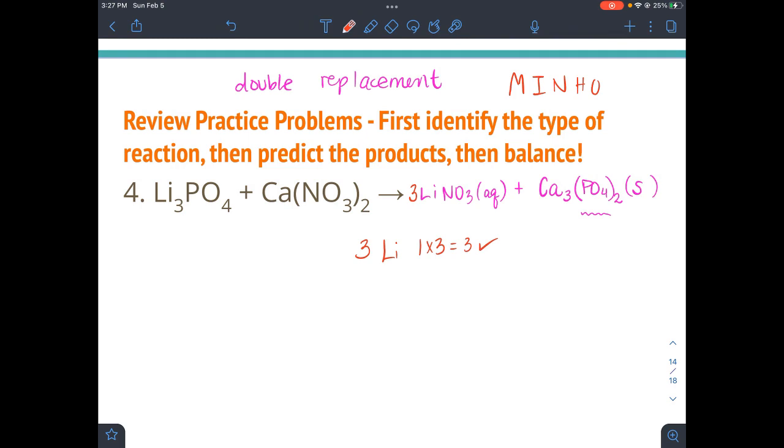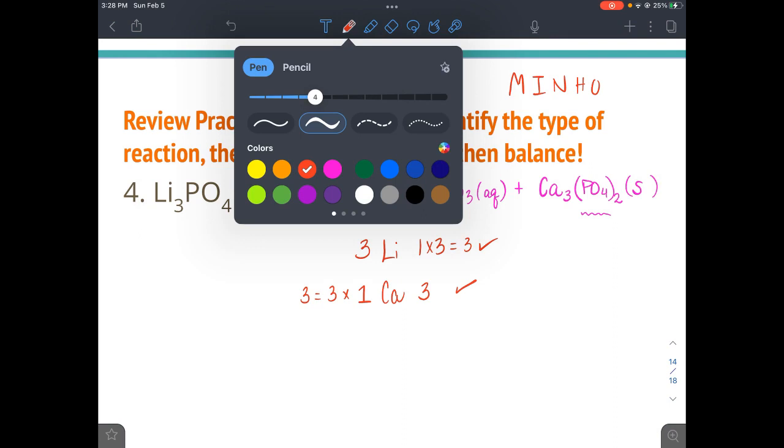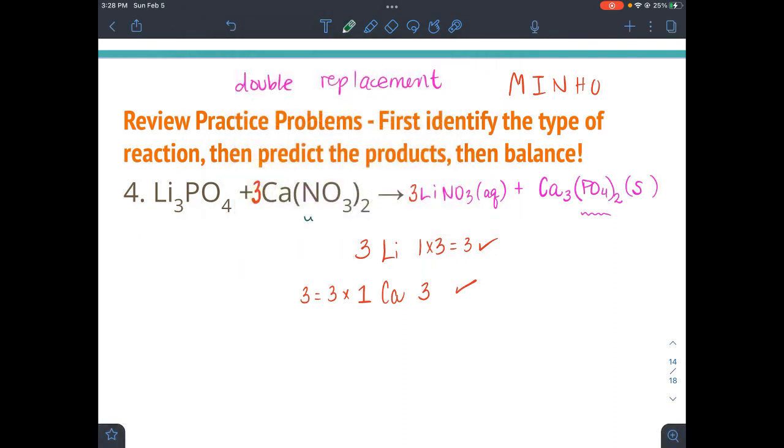All right. Next, I'm going to look at calcium because that's my next metal. Calcium starts with 1, but it ends with 3. That's not balanced. I need to put a 3 in front of the calcium nitrate reactant so that calcium is multiplied by 3 to equal a total of 3. Okay, next up, I want to look at my polyatomic ions. And I can look at either one of them first. It doesn't really matter which one. I'm going to go ahead and look at nitrate.